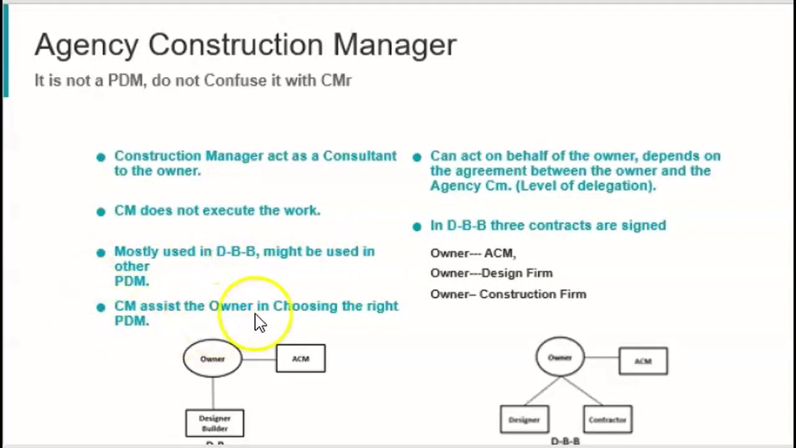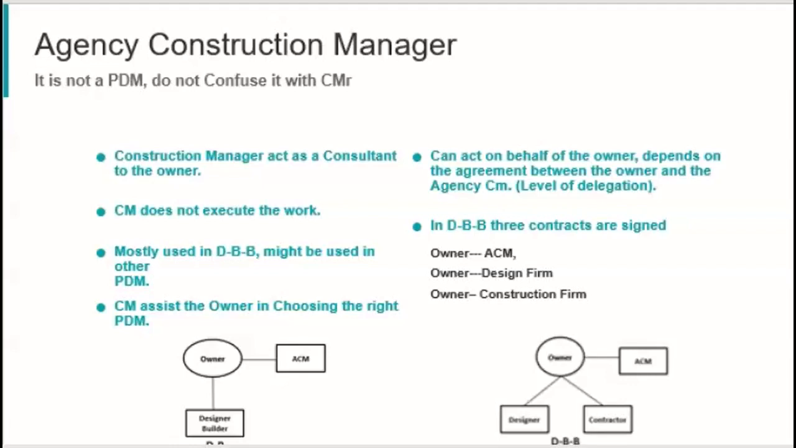The CM assists the owner in choosing the right PDM. So before the start of any project or any design, the owner will consult or hire a construction manager, which is the Agency Construction Manager. Sometimes it's an agency, and it will assist the owner in choosing the right project delivery method. It can act on behalf of the owner, of course, depending on the agreement between the owner and the agency CM.